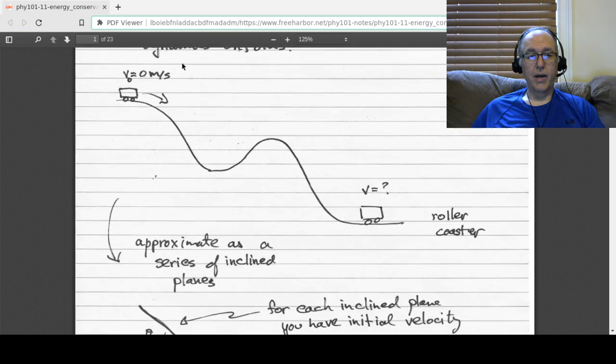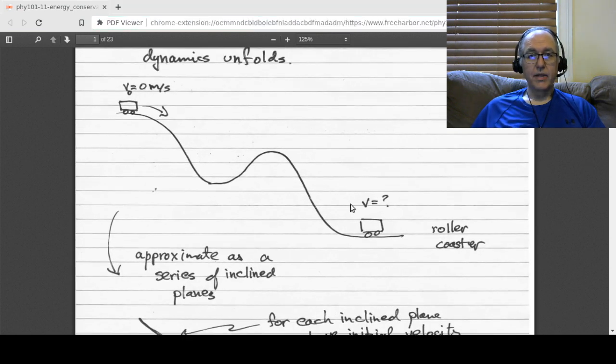Let me try to show you a type of problem that you could in principle do using Newton's laws, but you would find very difficult to do. So let's start off with a roller coaster. Up here you have this roller coaster car at the top of the roller coaster, and it starts off with an initial velocity v naught of 0 meters per second. So it's just sitting here at the top, and it begins to roll downhill, and it goes downhill and then uphill and then downhill, and it gets to the bottom here.